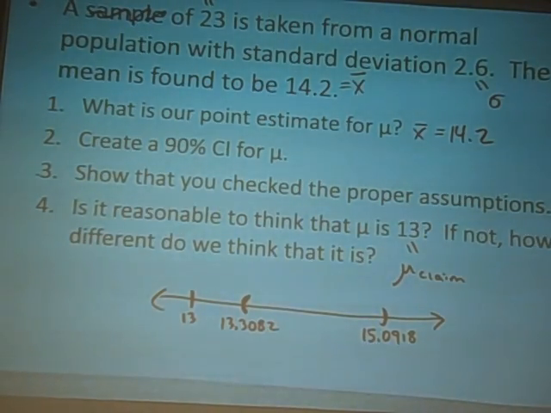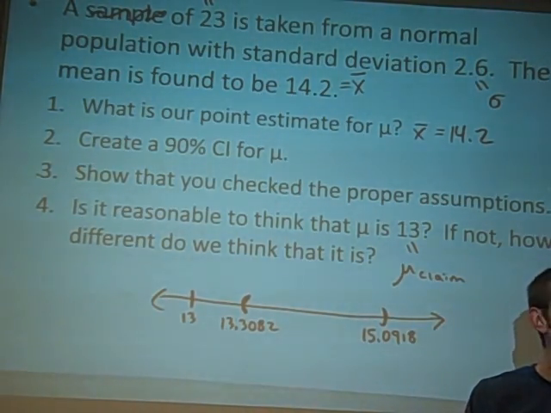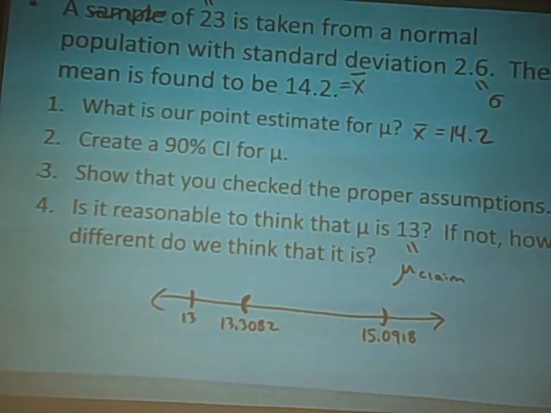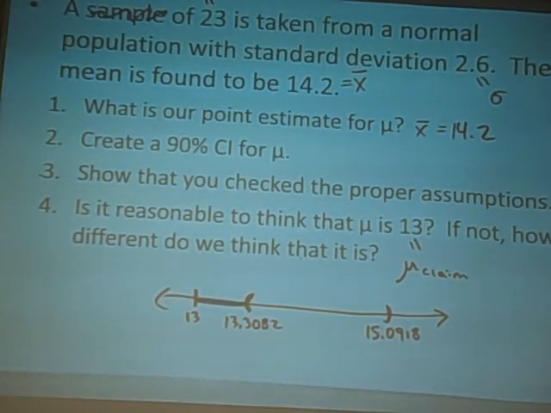All we have to do is check to see, is the claim value within the interval, in which case it would be reasonable. If your claim value is outside the interval, it's not reasonable. So what would our decision be? No, it's not reasonable to think that mu is 13. So do we have to show that? No, but what you have to do is this. If we think it's not reasonable, the next logical question is, well, how different do we think it is? We have to do some subtraction here. So we say, okay, we think it's different by at least this much. Now, it could be more, but we think it's different by at least that much.